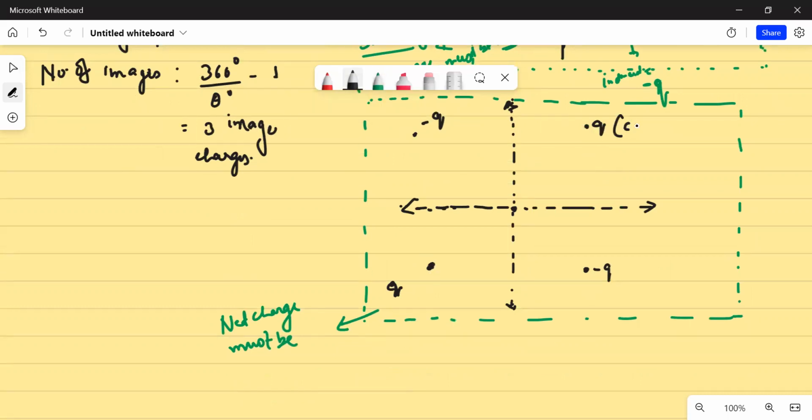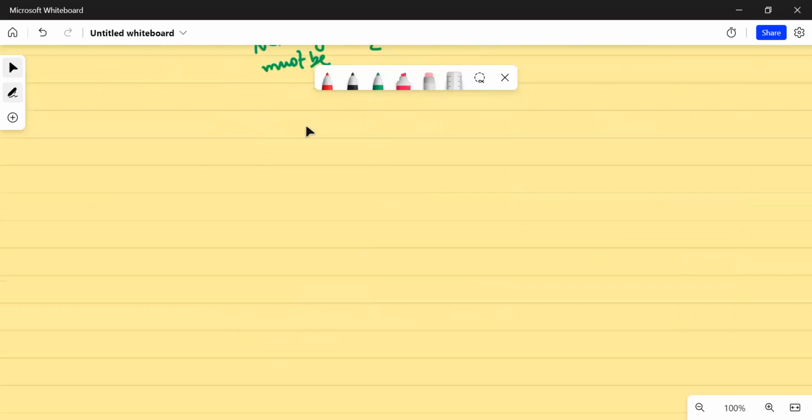Okay, so let us place this charge Q. So this is at A comma B. This could be at A comma minus B. This would be at minus A comma B, and this would be at minus A comma minus B. Is that clear?